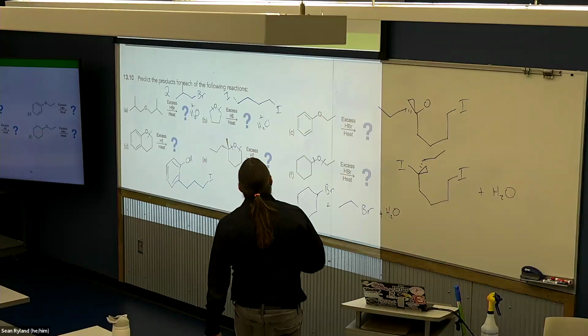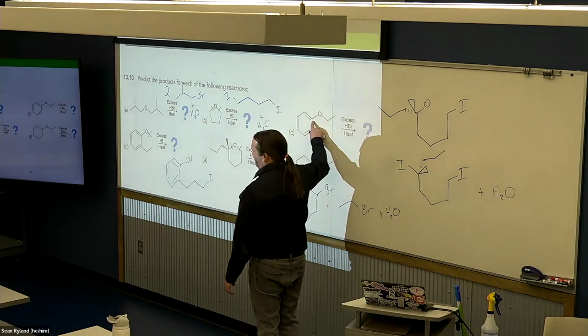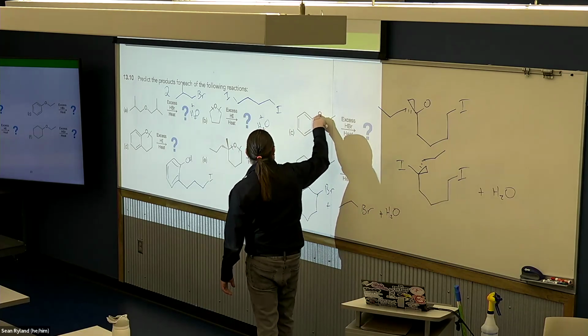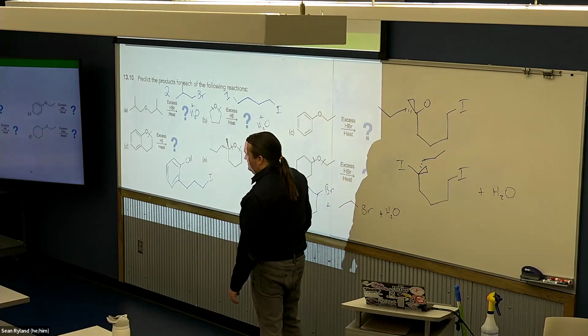And again, that only applies if it's directly attached to it. If there was one carbon in between, then it behaves just like a normal carbon. It's only because the oxygen is directly attached to the benzene.